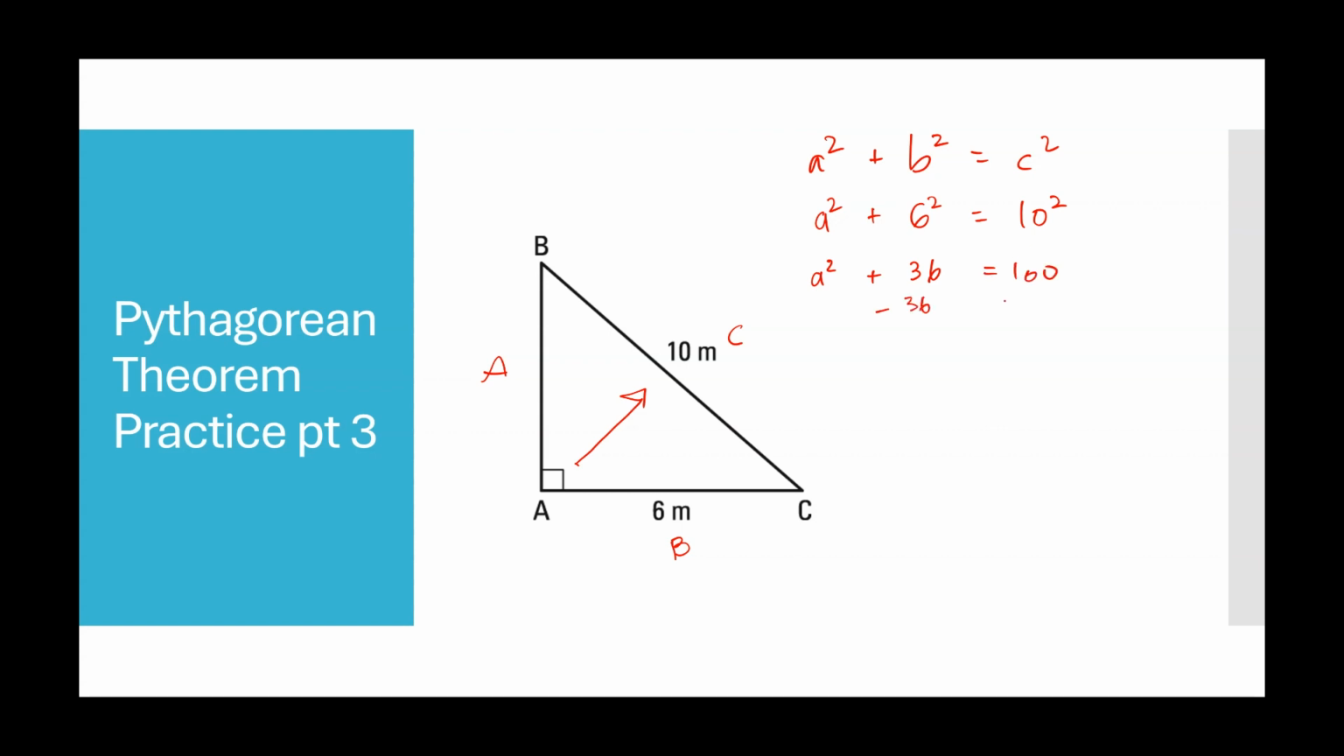Subtract 36 from both sides, and we've got a squared equals 64. Hey, this is a great one. I already know the answer because we did a square root of 64 recently. It's 8. Amazing.